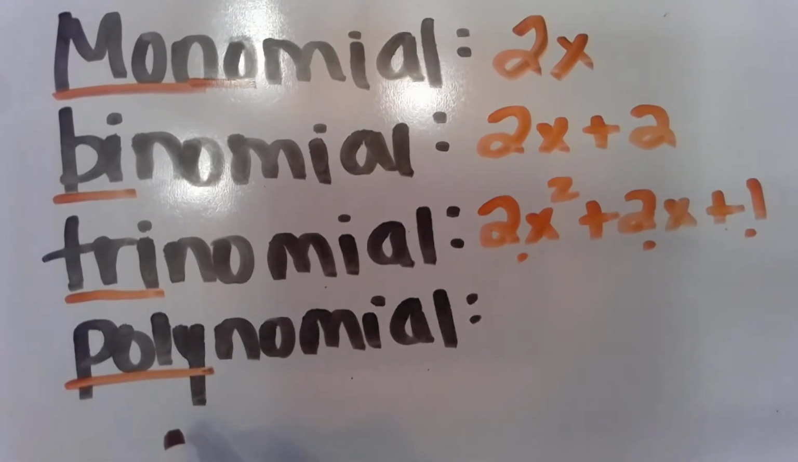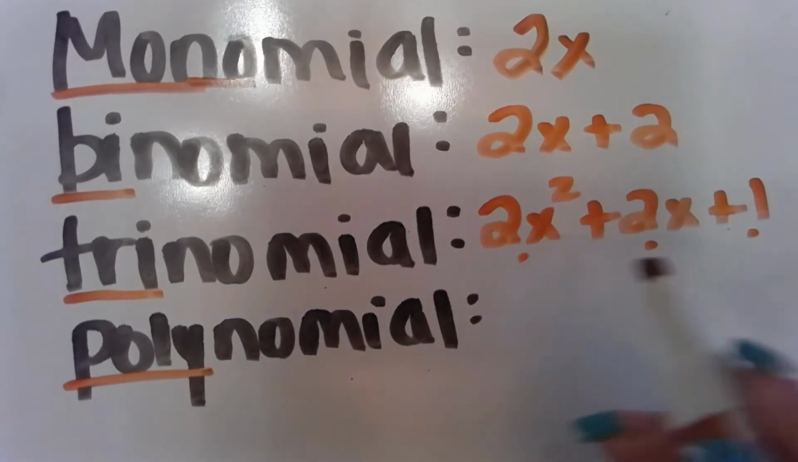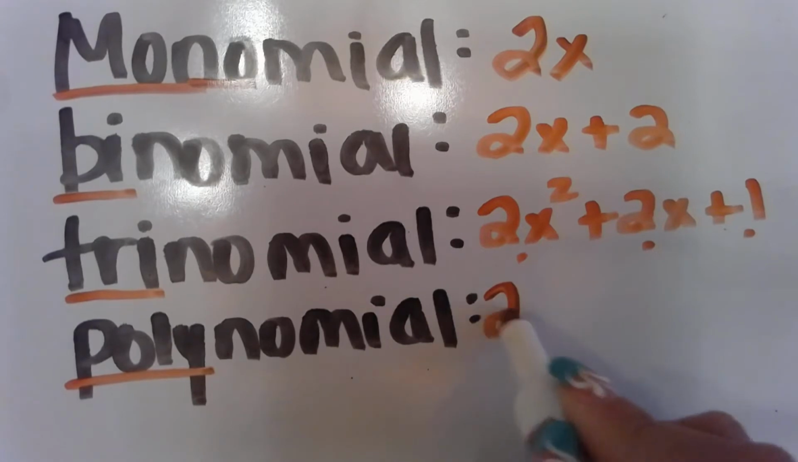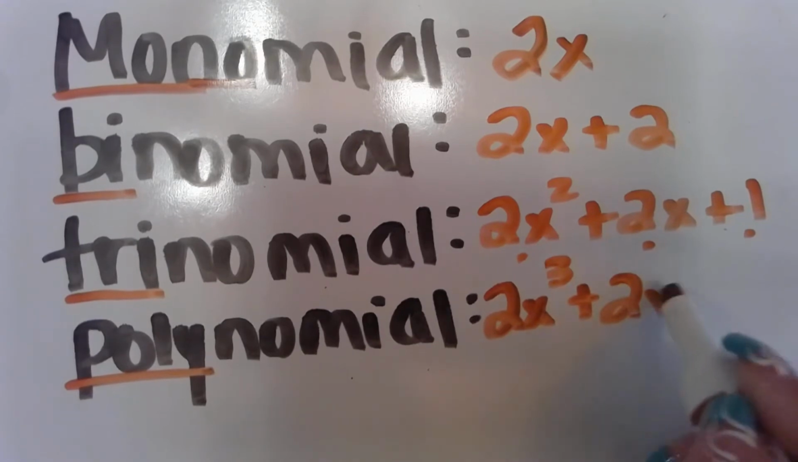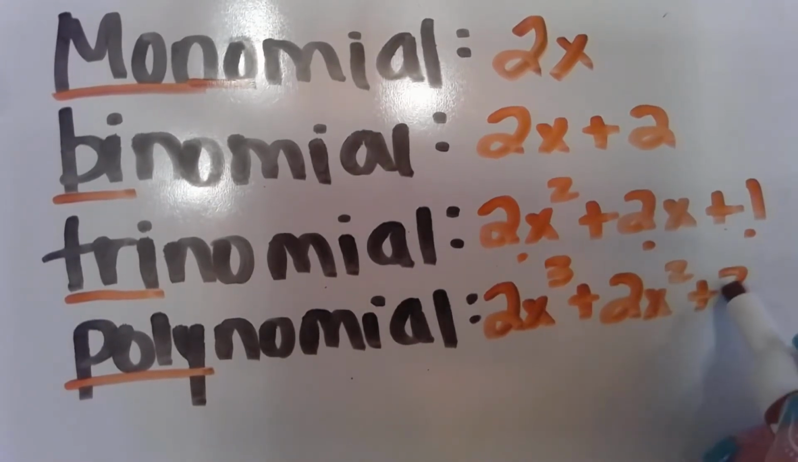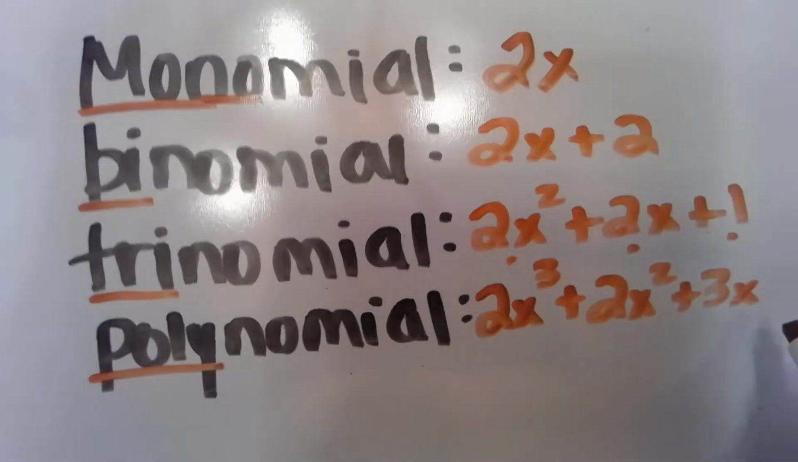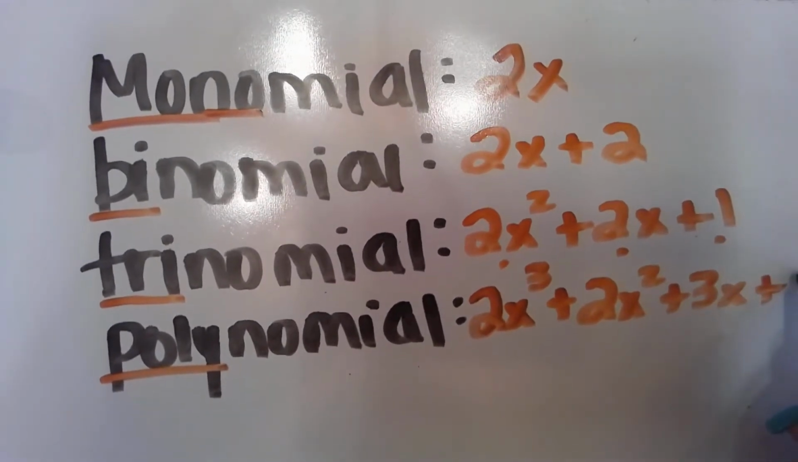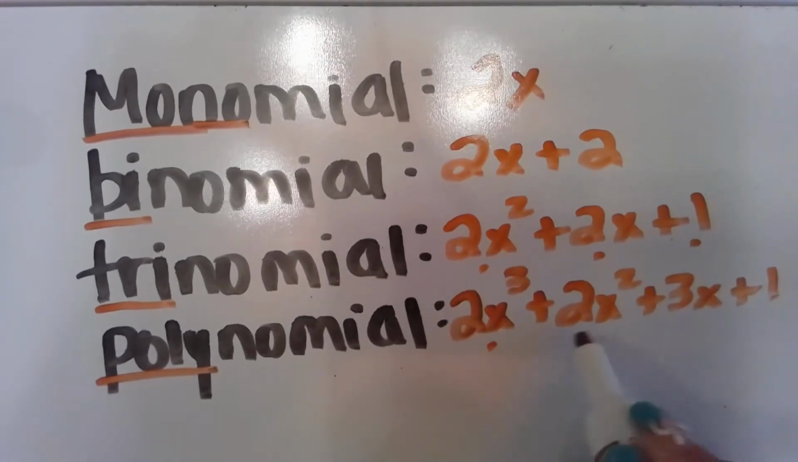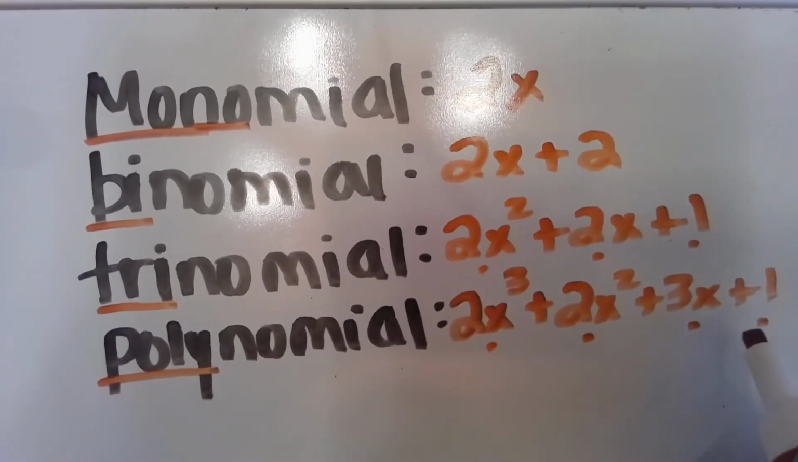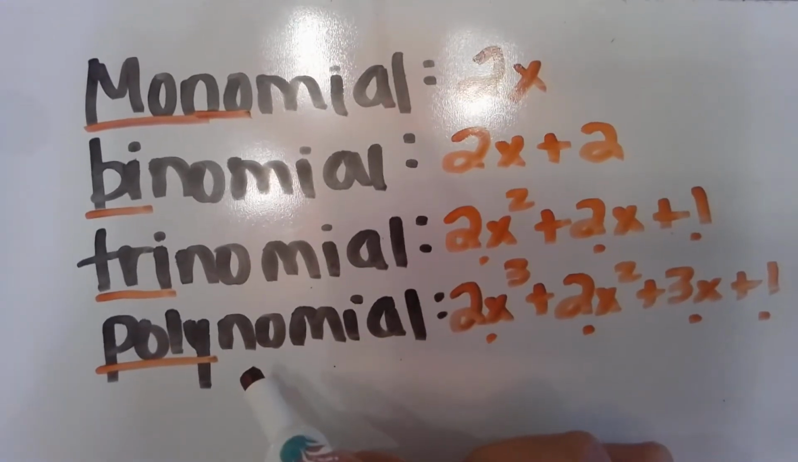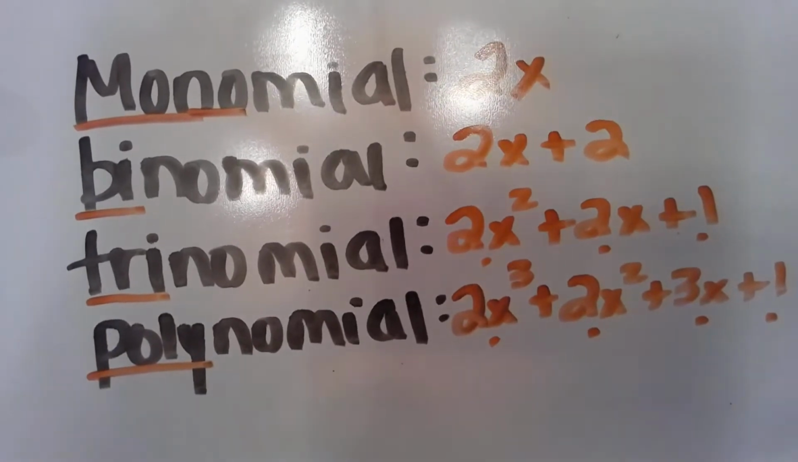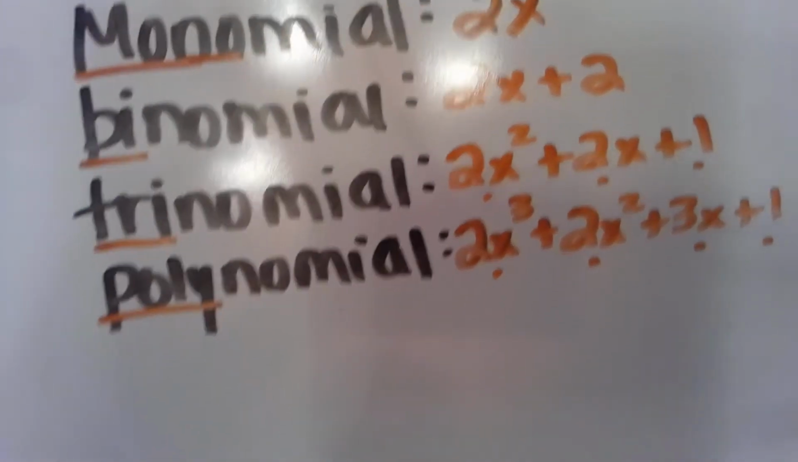Poly, if we look at the prefix polynomial, that would be more than 3. So we can write that like 2x maybe cubed plus 2x squared plus 3x plus 1. And we have more than 3. And it can go on and on and on for a polynomial. We can have so many different terms in a polynomial because there's many. So now let's go ahead and look at how we are to multiply them.